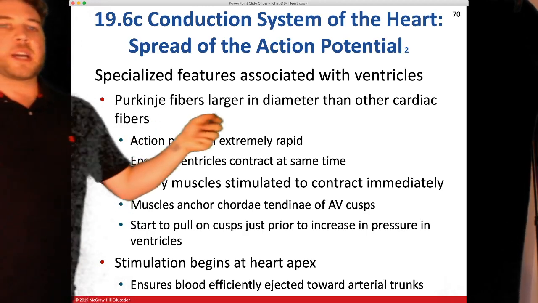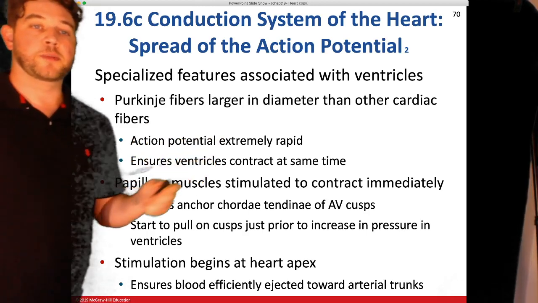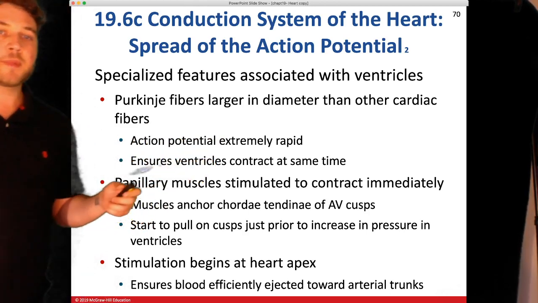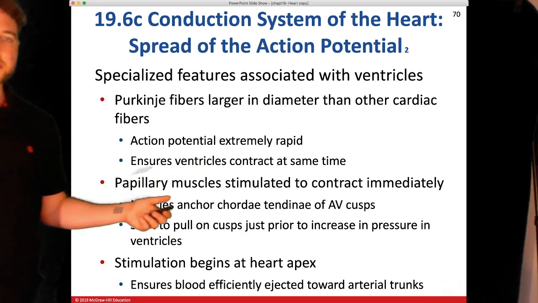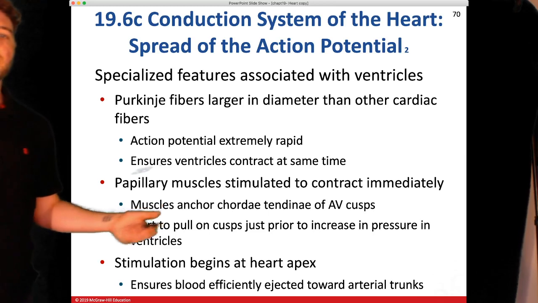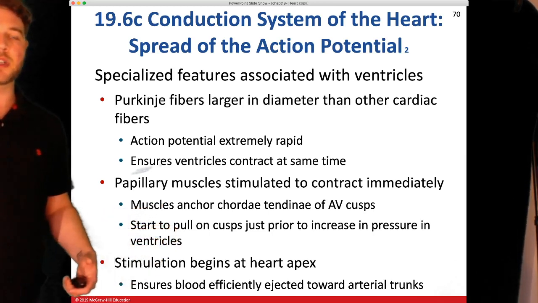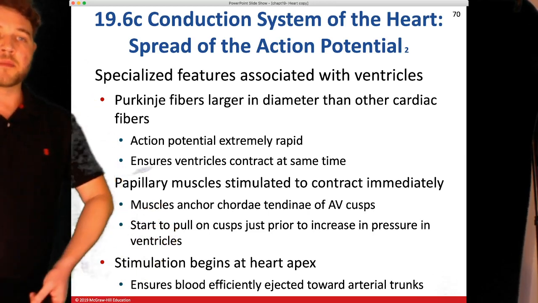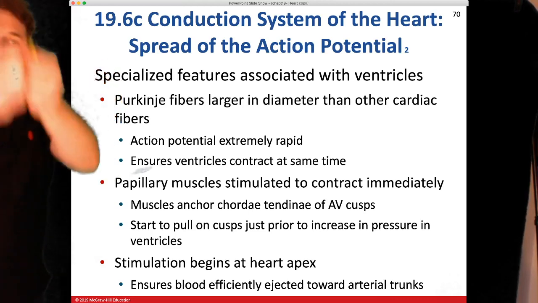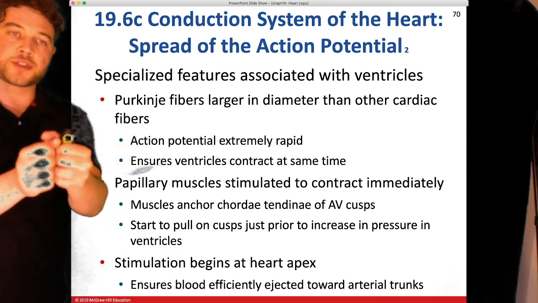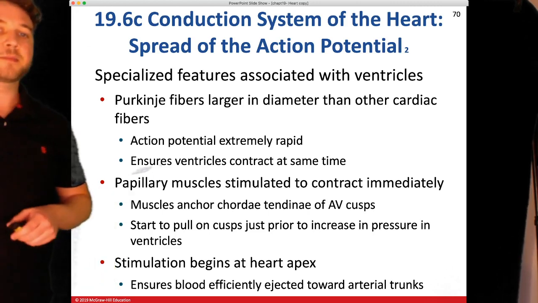Purkinje fibers are larger in diameter than other cardiac fibers. This allows the action potential to be extremely rapid. It goes very quickly, ensuring the ventricles contract at the same time. Your papillary muscles are stimulated to contract immediately, anchoring the chordae tendineae of your AV cusps, and pulling on the cusp just prior to an increase in pressure of the ventricles. So before the ventricles contract and can pump the blood, the papillary muscles are already holding down those tendinous cords to brace them, so that they don't get ripped off when the ventricles contract.